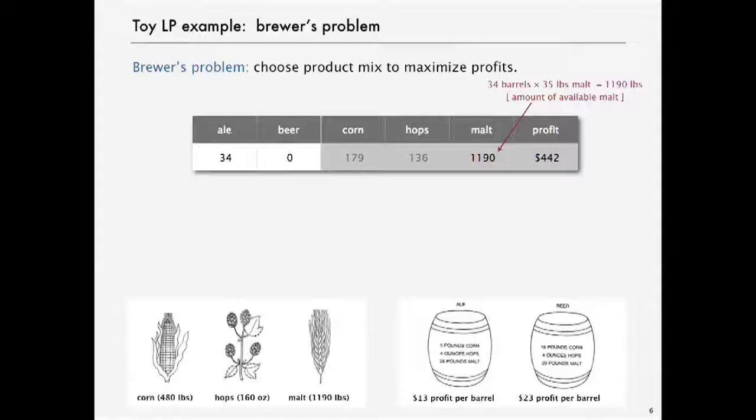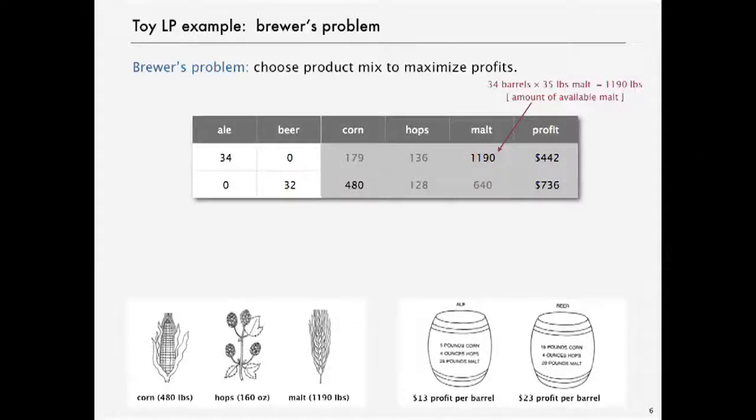So it turns out that 34 barrels of ale is the most that you could possibly make, because that uses up all your malt. So you need 35 pounds of malt per barrel, and 34 times 35 is 1190. That's all that you have. So if you make 34 barrels of ale, that's the max that you could make. And then if you do that, 34 times 13 is $442 of profit that you make if you make all ale.